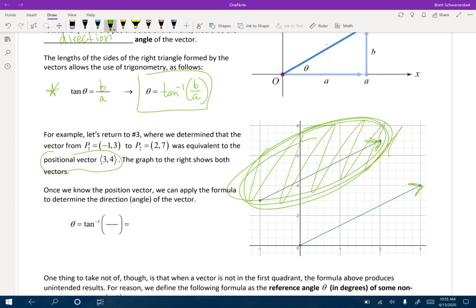So what do we have? We have the vector at the bottom here, this positional vector, which goes to the point 3, 4. Okay? So let's say I already found the magnitude previously, and that was 5, I believe, of this vector. So let's say they asked you for the direction. Well, the direction, again, is going to be the rotation from the initial side, the x-axis, to the vector.